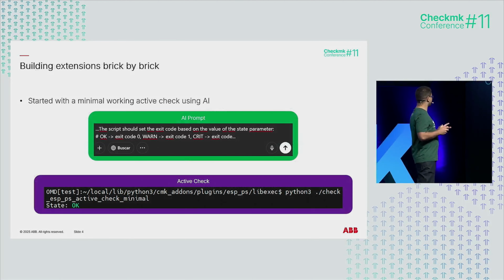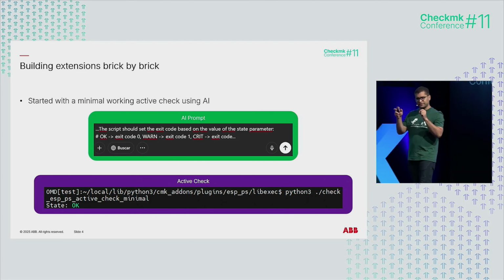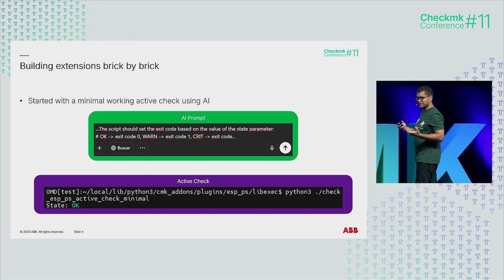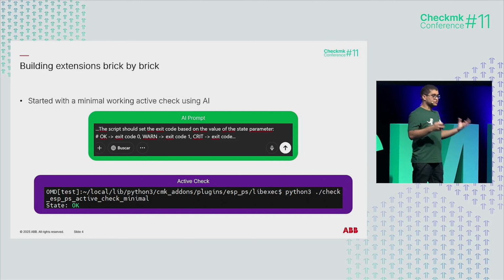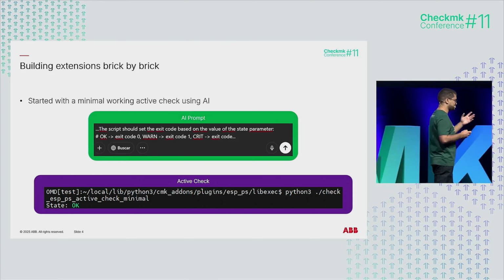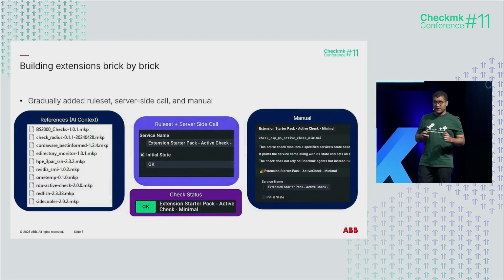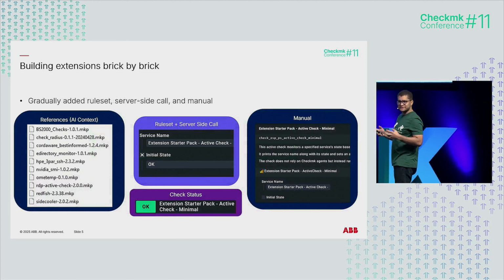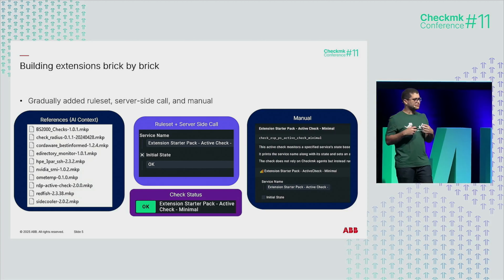So the starting point, the starting brick, was the check plugin, the monitoring script that will receive an argument and generate the output in a way that Checkmk could understand, right? So I used AI for that, and here is the script working. Then I moved to the rule set and the server-side code. That was the most complex part for me.